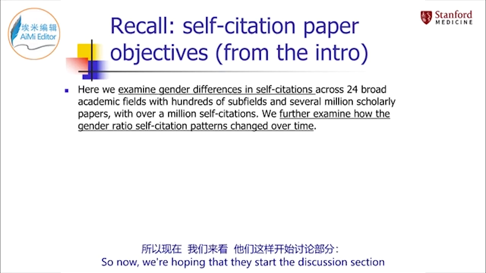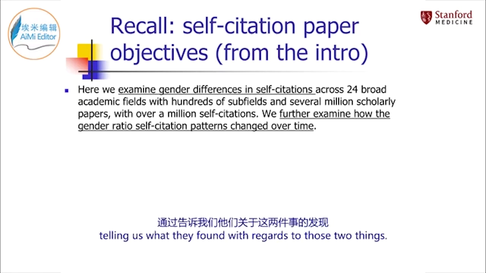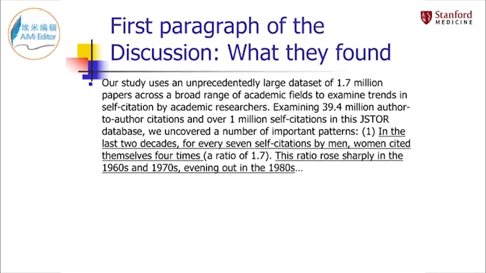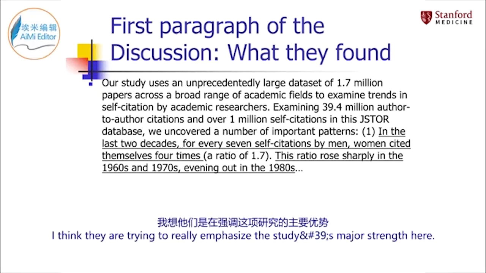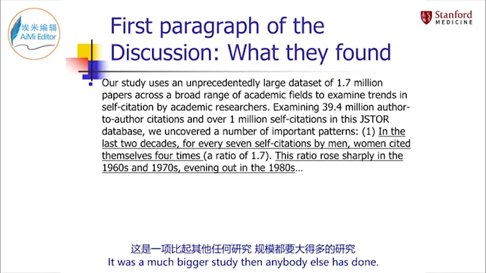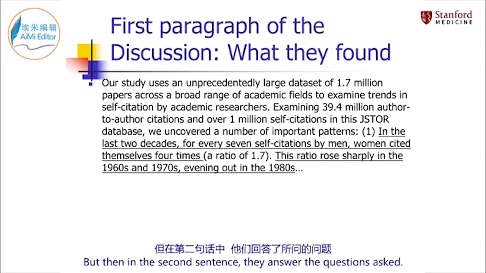So now we're hoping that they start the discussion section telling us what they found with regard to those two things. The discussion actually starts with a one-sentence recap of the size of the study. I think they are trying to really emphasize the study's major strength here. It was a much bigger study than anybody else has done. But then in the second sentence, they answer the questions asked.